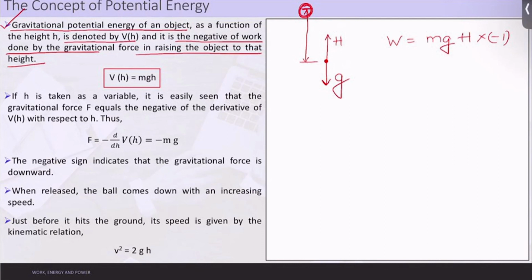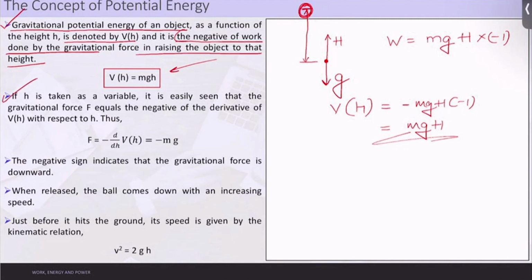But here, how are we defining the potential energy? Potential energy is the negative of the work done by the gravitational force in raising up to that height. So this will be minus mgh into -1, and hence this is equal to nothing but mgh. Okay, so I hope this line is clear. Therefore, we got that gravitational potential energy can be written as equal to mgh.